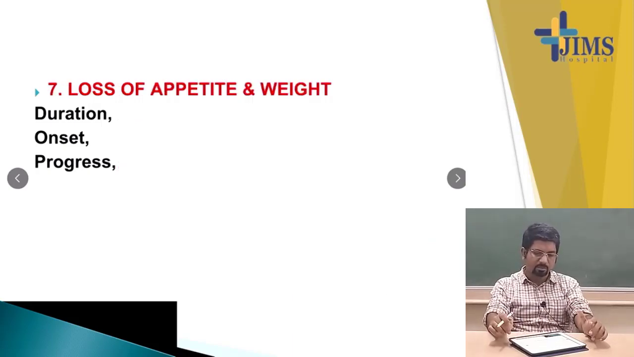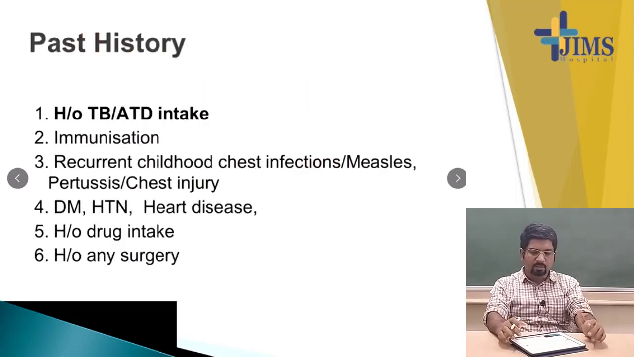And loss of appetite and loss of weight are mainly associated with chronic cases. Whenever you are thinking of pulmonary tuberculosis or any malignancy, the patient will definitely give a history of loss of weight and loss of appetite. Now the history of the patient's illness is over.